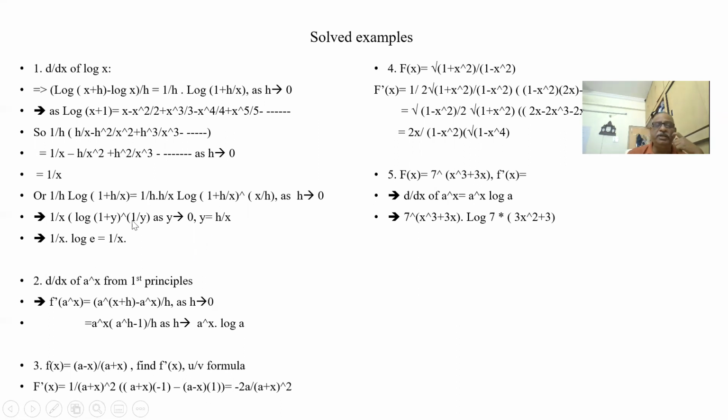So we should have a revision of limits and continuity before going for differentiation. Suppose f of x is this, find f dash. This is u by v formula. So 1 by v square into v into u dash x minus u into v dash x. So simplifying it, we get the answer.